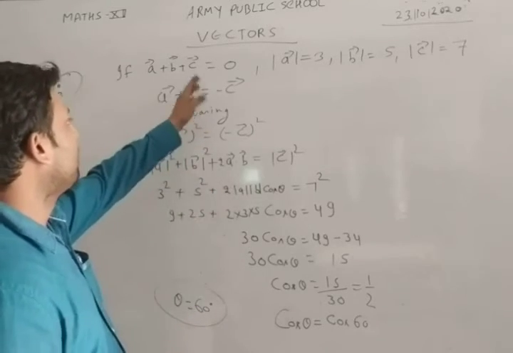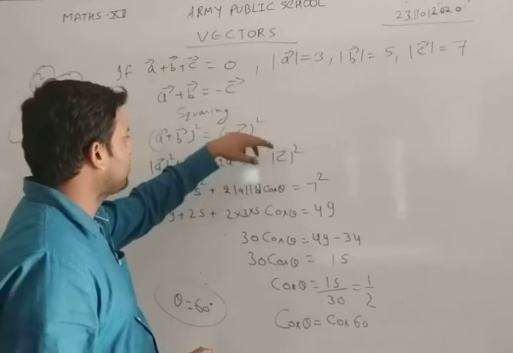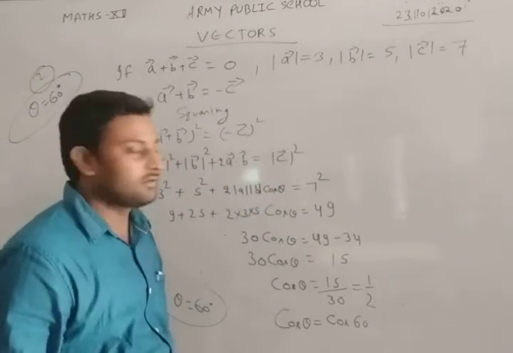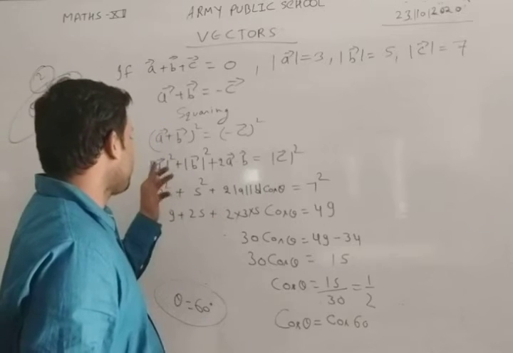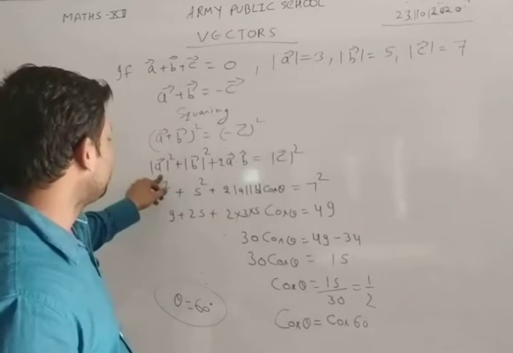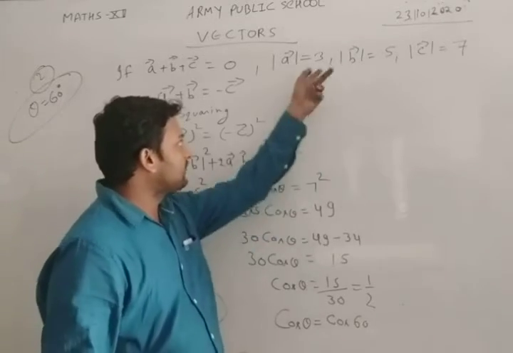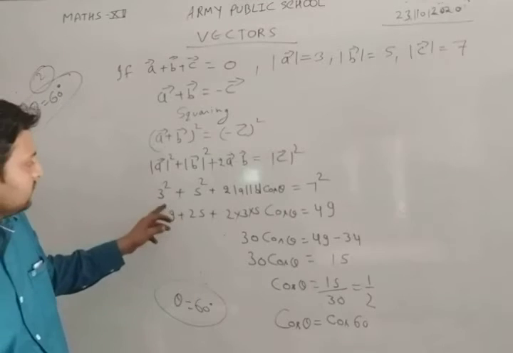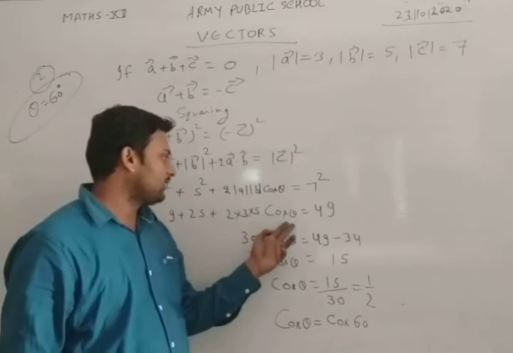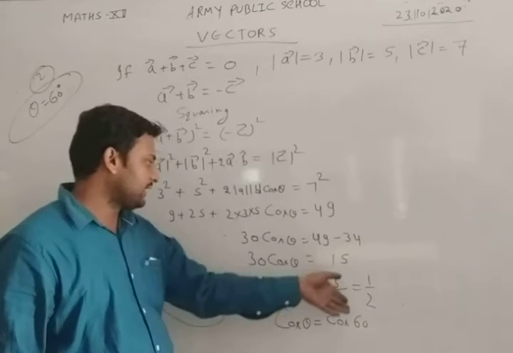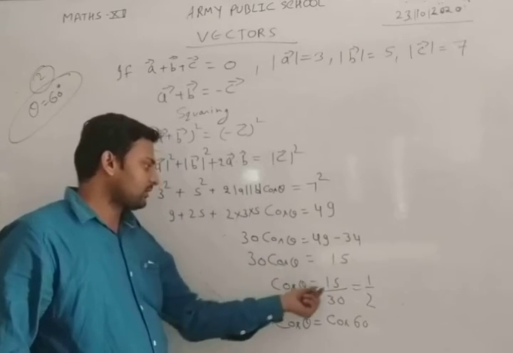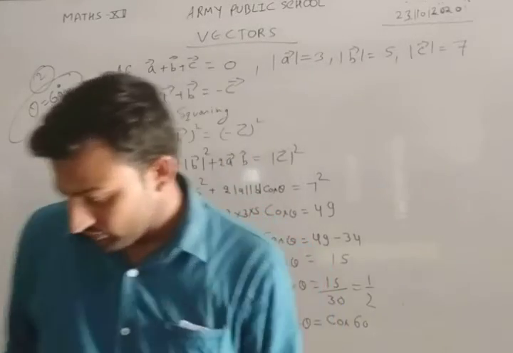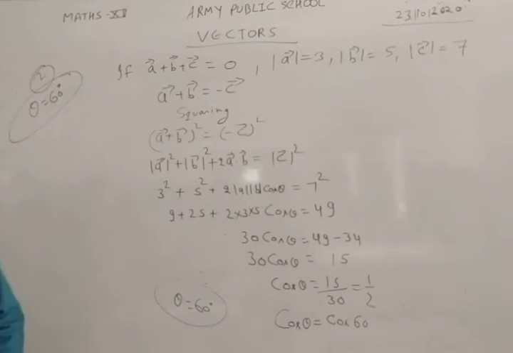Okay, no doubt. What we have done, we have first sent this c to the right hand side, squaring. We get a square, b square, 2ab, and this is c square. And the values of modulus a, modulus b and c are 3, 5, 7. So we write 9, 25 and this is 30 cos theta is 49. So sending to the right hand side, we get 15. So cos theta is then 1 by 2. So theta is equal to 60 we get. Okay, now let's see the next question.